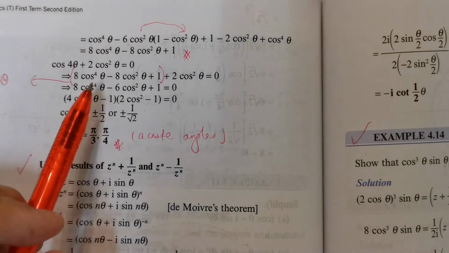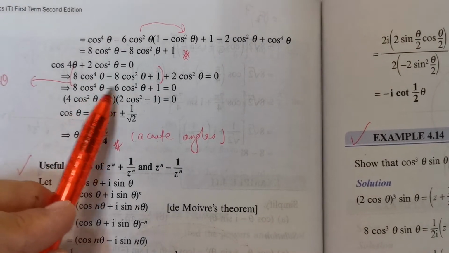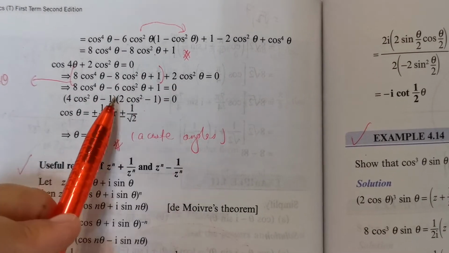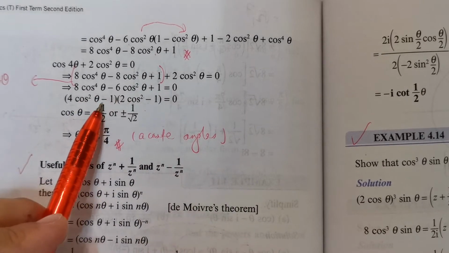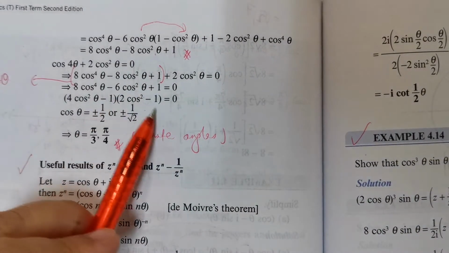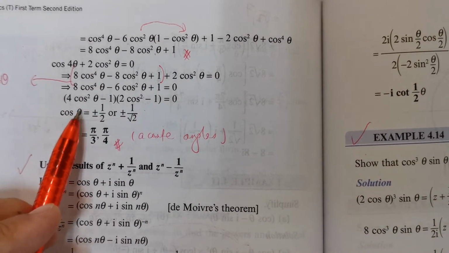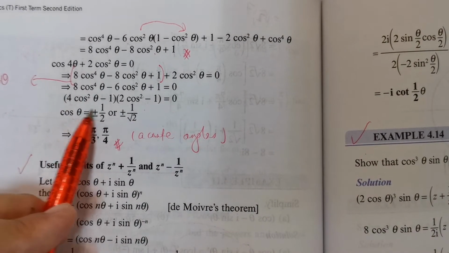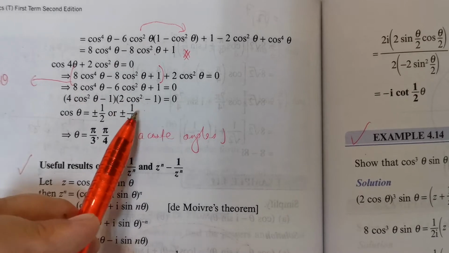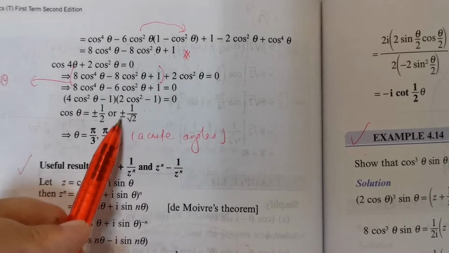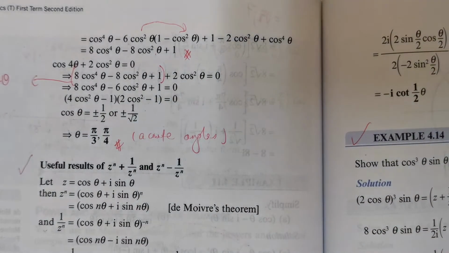All right, then just simplify. Minus 8 plus 2 minus 6 plus 1. Then factorize them, like we solve trigonometry equation. Then you find that for this part, your cos theta is plus minus 1 over 2. For this part, your cos is plus minus 1 over square root 2.